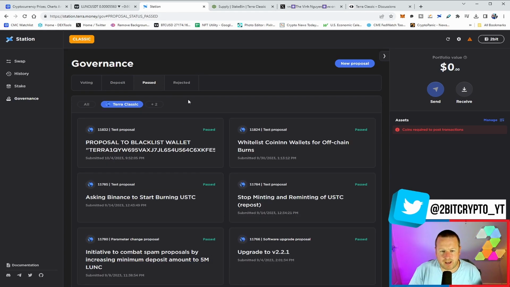The most recent one we got passed was the blacklisting of this wallet. Now, I was pretty vocal that I didn't think this was the right thing. It removes decentralization. Nothing's really happened on the back of it since that has been done.